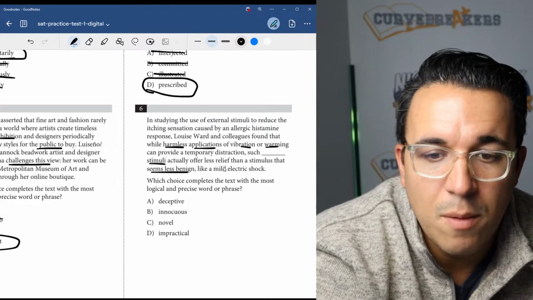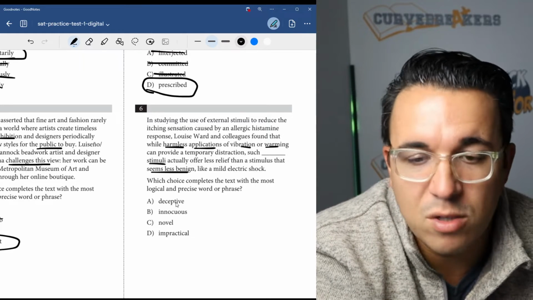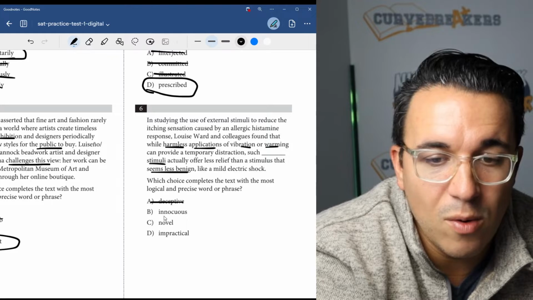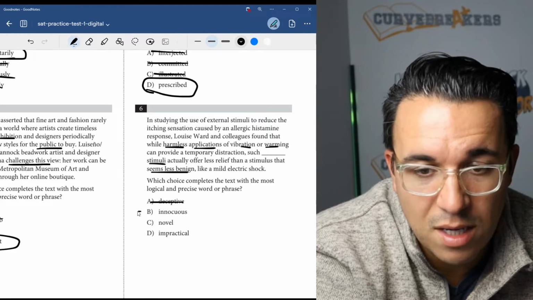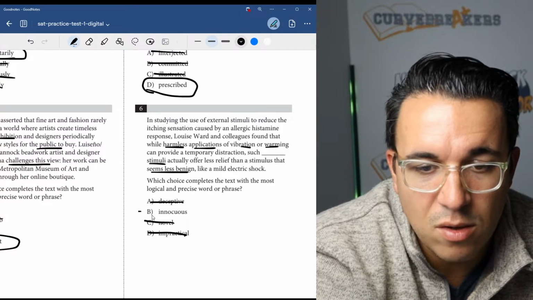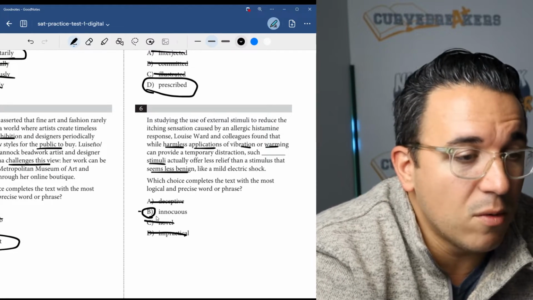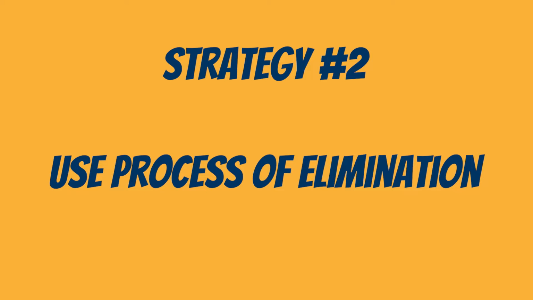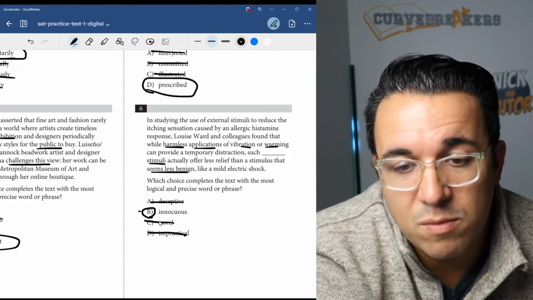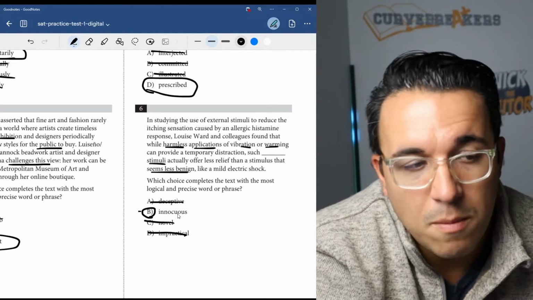So for these benign stimuli, we're looking for a synonym of the word benign. So we have deceptive, no. Innocuous, if anyone knows what that means, that could be it. Novel, which is something that's new. And impractical doesn't make any sense. So even if we didn't know what innocuous meant, we would have to go with that because we eliminated the other ones. That's an important strategy, right? If you can eliminate 3 answer choices, you know which one is correct. So I'm going to go with choice B, but of course we know innocuous means something that's harmless or not harmful. So B is the correct answer.